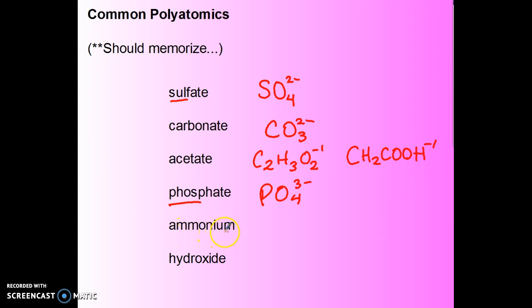Ammonium, we already said, is the positively charged one, and so that one might throw you off sometimes if you don't memorize it. It's NH4 with a +1 charge. Okay, so remember, positive charges are always written in ionic compounds first, so this is an example of one where you write NH4Cl, for example.